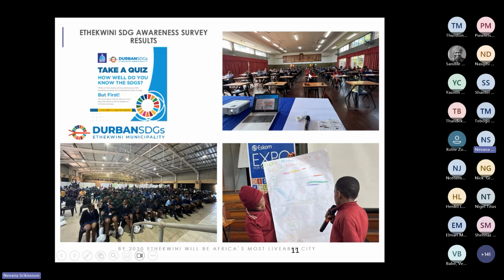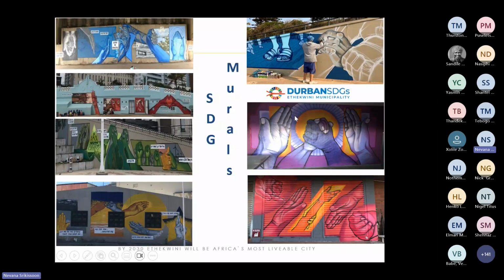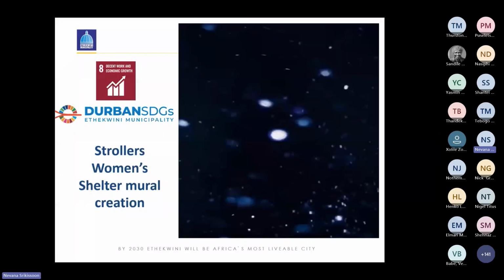These are just some of the pictures of an SDG survey that we undertook, and then engagements with scholars. These are pictures of some of the murals we've developed in the city in conjunction with the graphic artist Ewok. And the video that I'm going to play now actually just quickly explains or takes you through the process of how these murals are developed. And the reason I included it is to just show that it is not done solely by ourselves. We get communities involved as well. So I'm just going to play this now.